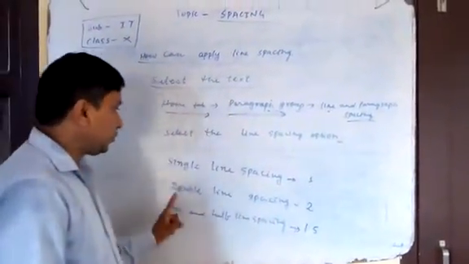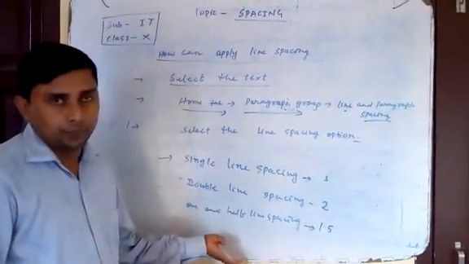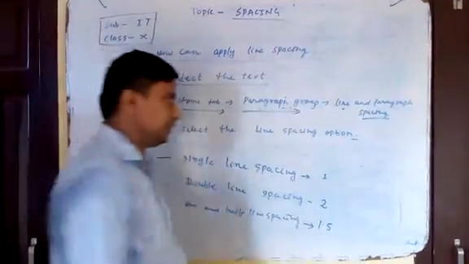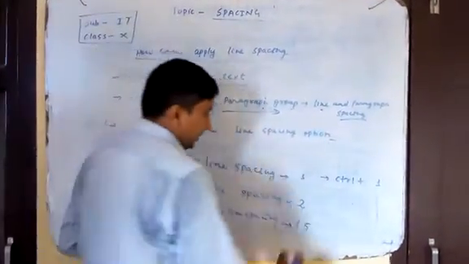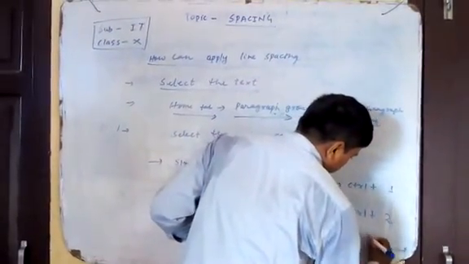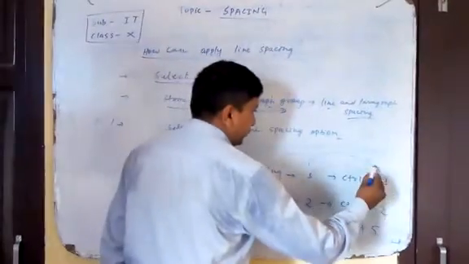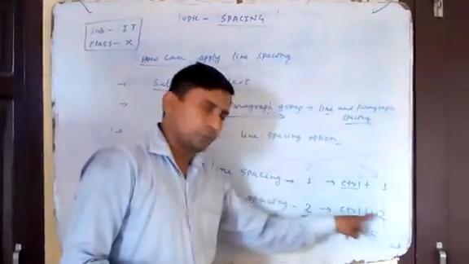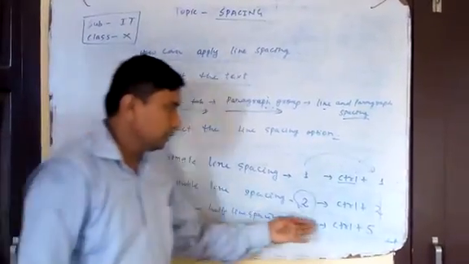Now, there is also a shortcut key for each of these. If you want to directly apply single line spacing, first select the text and press Ctrl plus 1. Ctrl plus 2 is for double line spacing, and Ctrl plus 5 is for 1.5 line spacing. Just for convenience, press the Ctrl key and 1 for single line spacing, Ctrl plus 2 for double line spacing, and Ctrl plus 5 for 1.5 line spacing.